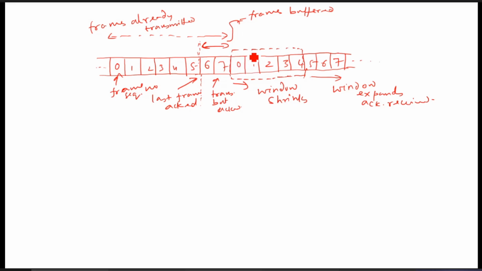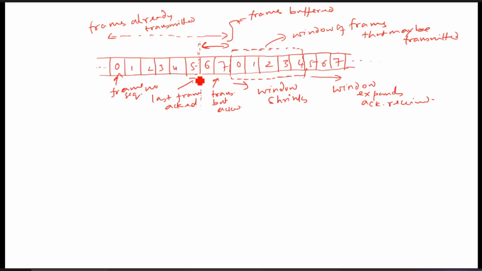And you see, this is the window. This is the window of frames that may be transmitted. So this is the transmitter side. You see once again here the frame numbers 0, 1, 2, 3, 4, 5, 6, 7, etc. Right.